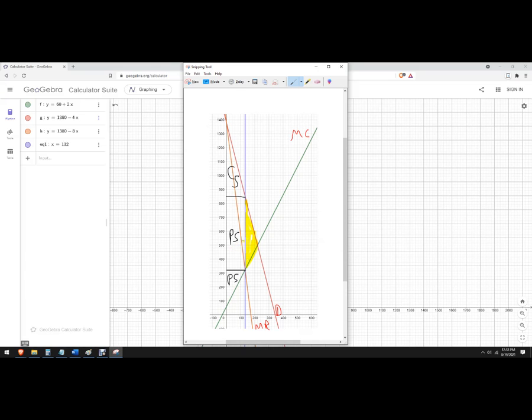So that's how to use a graphing calculator to solve a monopoly problem. You just do the arithmetic in there with the triangles and you're all set.